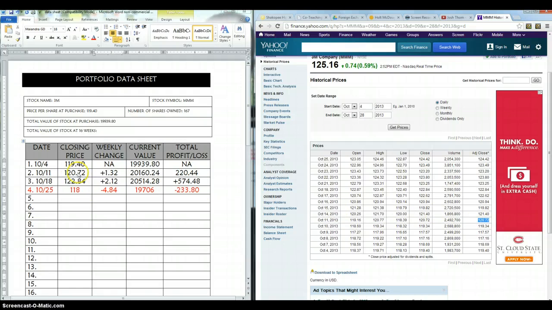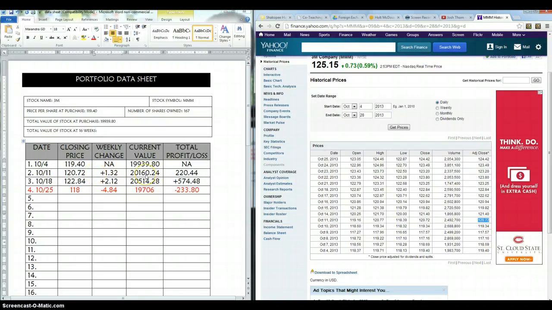Now this is relatively easy from this point. This time we can do a weekly change. It went from 119 to 120.72, so what I did is I just took the difference between the two, and because it increased from 119 to 120, I made sure that I put a positive mark right there. So I've got a positive $1.32 that it increased in 1 week.